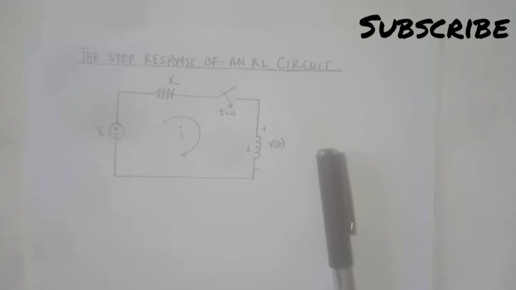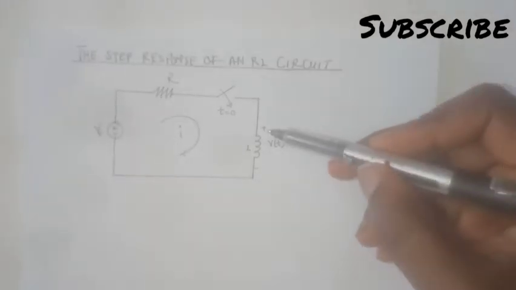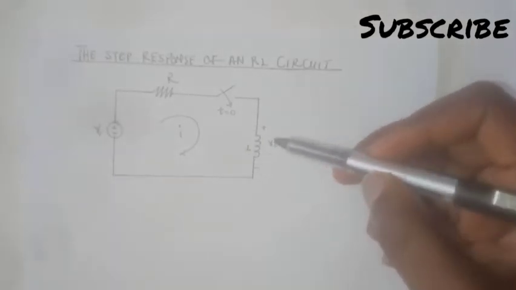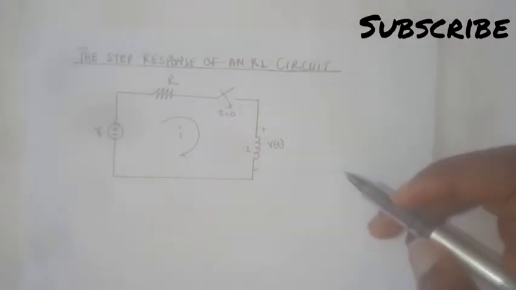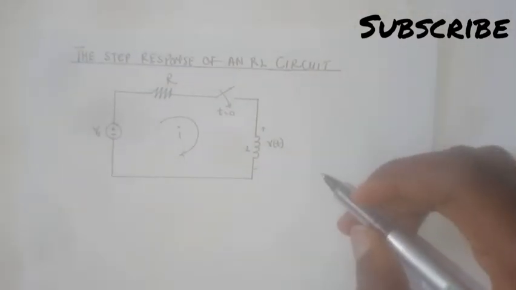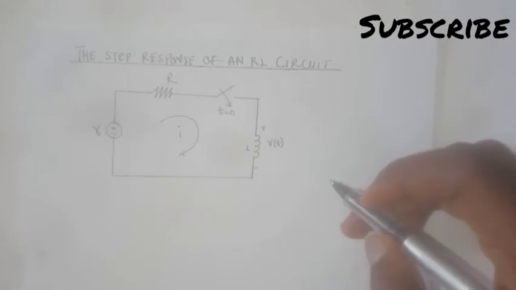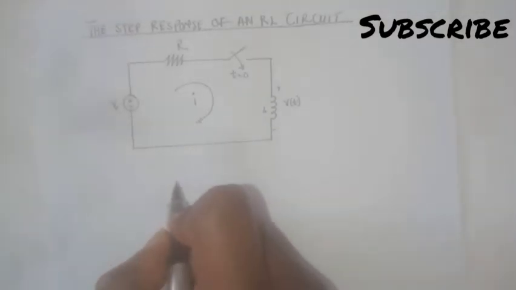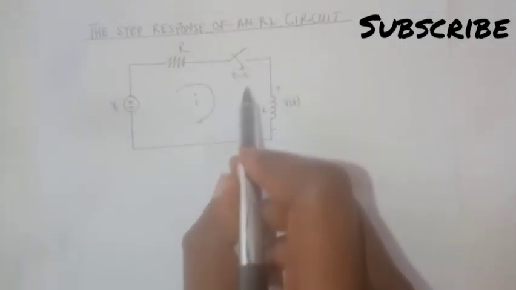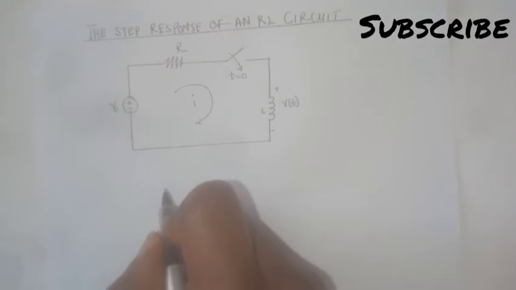We are going to find the step response of an RL circuit. In essence, we're going to find the currents and voltages through this inductor after we close this switch, as it charges up. To do that, we start by writing the KVL equation in this loop after the switch has been closed.